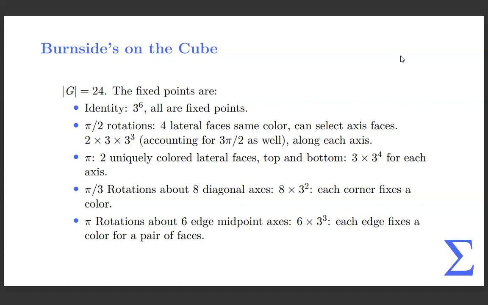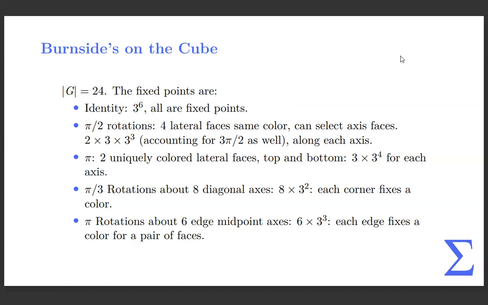So go back to the original case. I have to choose a color for the top, a color for the bottom, and a color for all the sides. So that's 3 raised to 3, right? But I have 3 possible axes. So multiply 3 raised to 3 by 3. And then I can account for 3 pi over 2 as well, because it's just minus pi over 2. It's the same logic. So I just multiply this by 2 over 2. You can do this as a separate case if you want, but I don't. Okay? Cool.